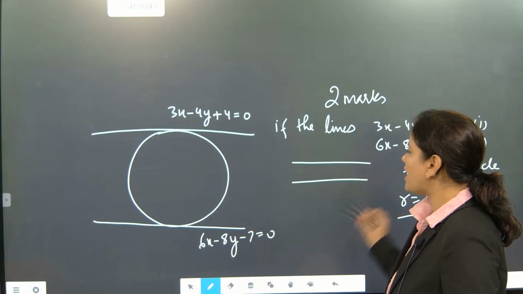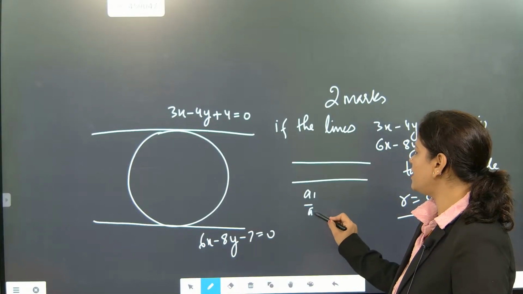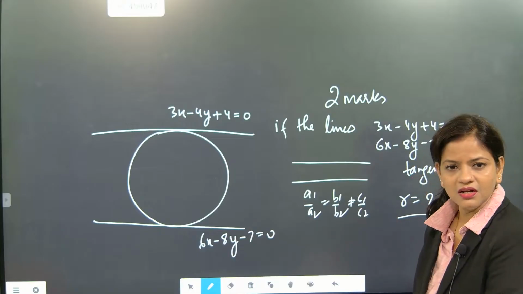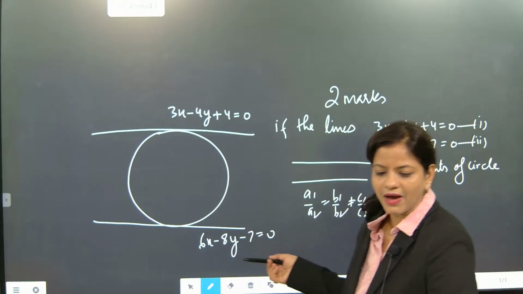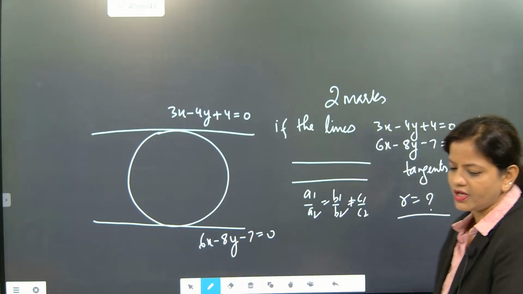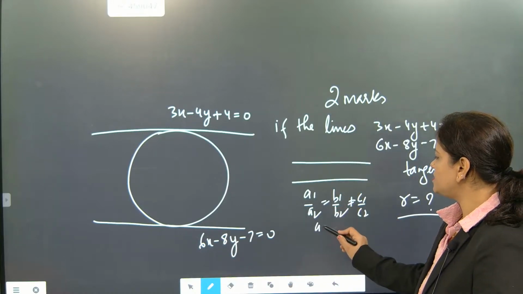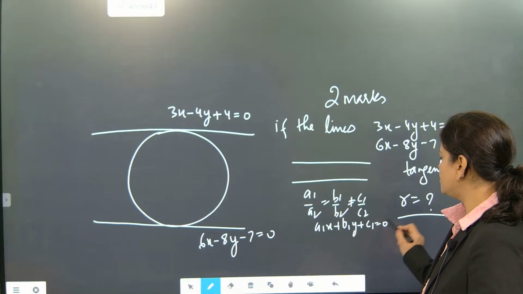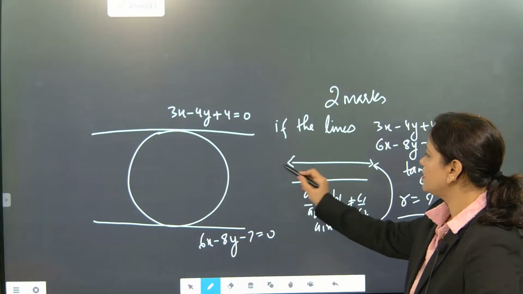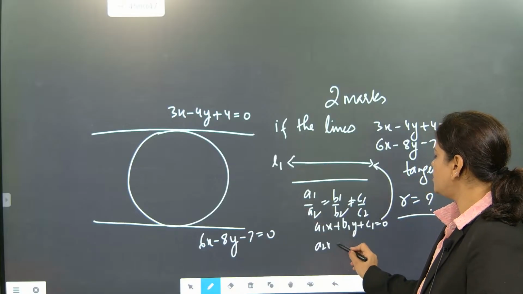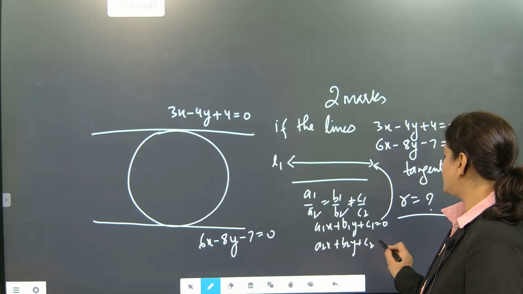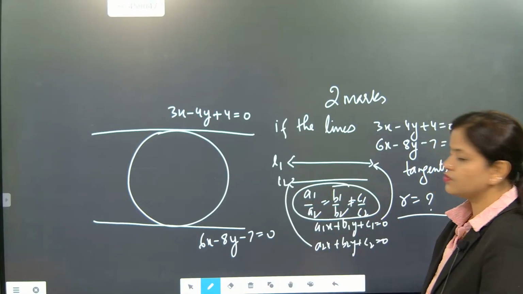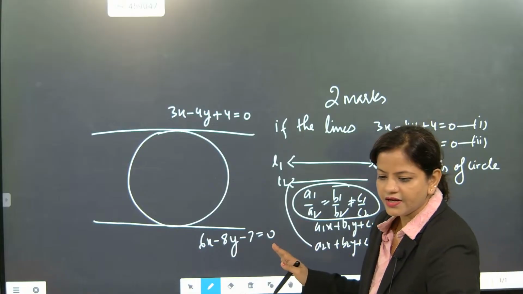When two lines are parallel, what was the condition? a1 by a2 is equal to b1 by b2 is not equal to c1 by c2. Correct? This is the no solution situation. When two lines are parallel, the no solution situation comes. If the first equation is a1x plus b1y plus c1 equal to 0, the equation of line L1, and a2x plus b2y plus c2 equal to 0, the equation of line L2, then this is exactly the case of no solution, or the lines are parallel. Correct?